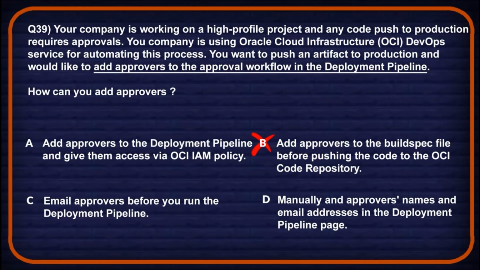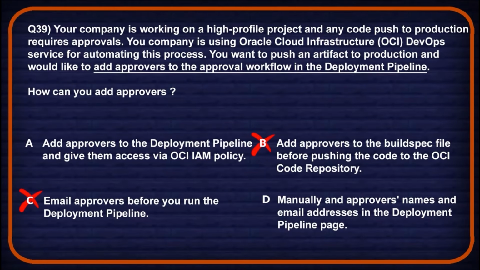Moving on to option number C. Email approvers before you run the deployment pipeline. Manual emails are not part of OCI DevOps automation or approval workflows. So option C again a wrong choice.